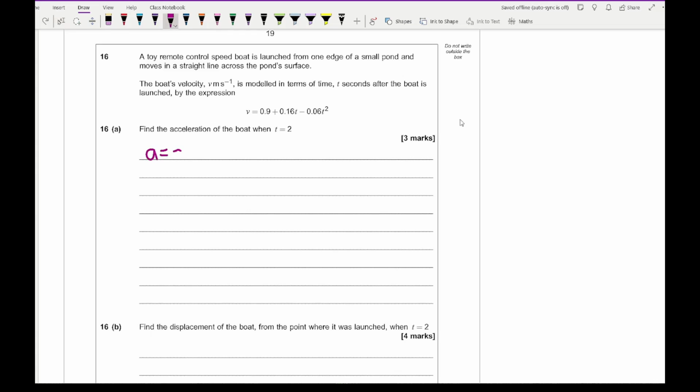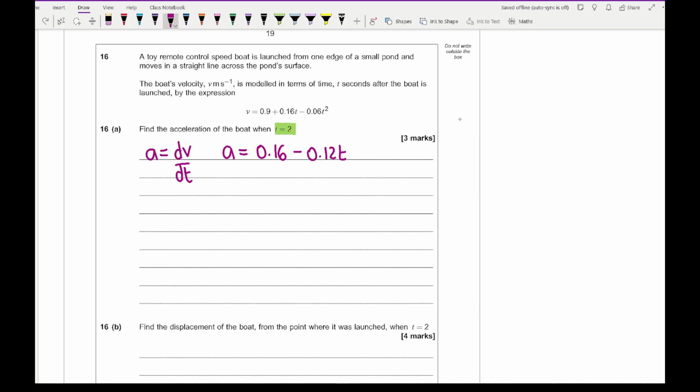Acceleration is the change in velocity over the change in time, which means if we differentiate our expression for v, we will get an expression for a. So differentiating our expression, we get 0.9 differentiates to 0, 0.16t differentiates to 0.16, and differentiating the last term, we get 0.12t. With that expression, we can then use the substitution for when t is equal to 2.